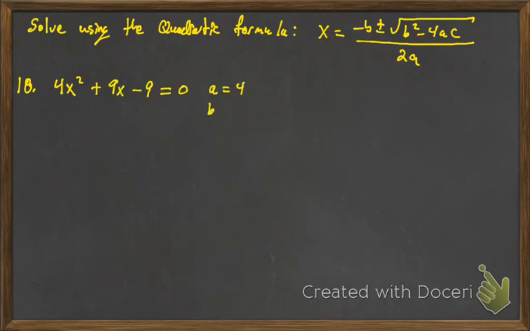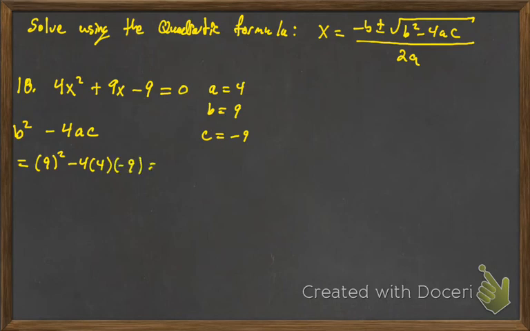We'll identify our a, b, and c. I'm going to find the discriminant, b squared minus 4ac. So it's going to be 9 squared minus 4 times 4 times negative 9, so it's going to be 81 plus 144, which is 225, which happens to be 15 squared. So that is positive, and it's a perfect square, so that's going to tell us we're going to have two different rational roots.